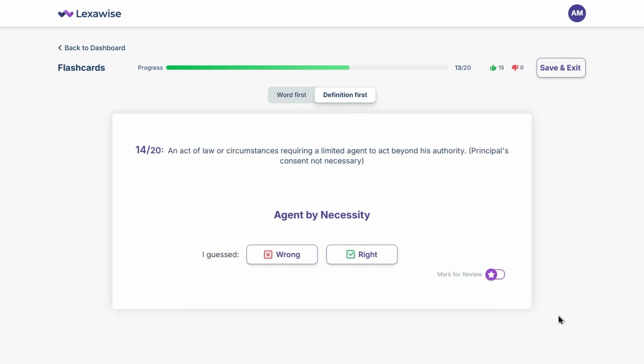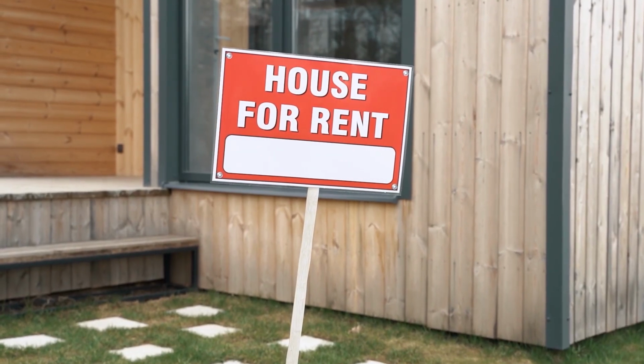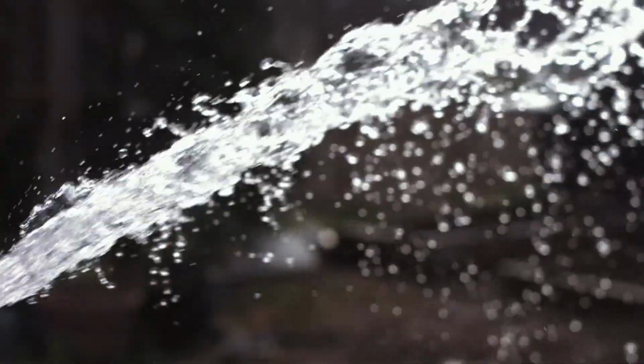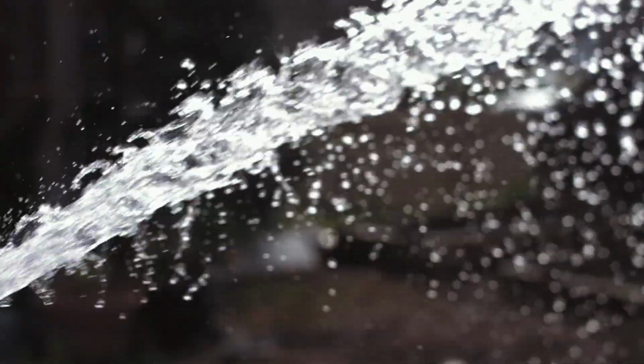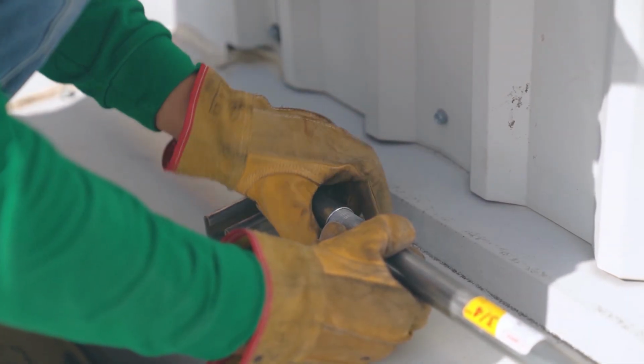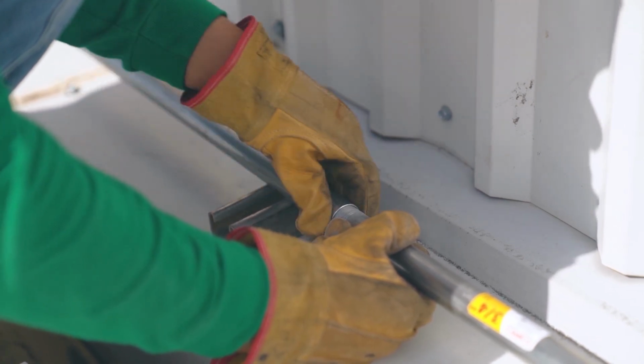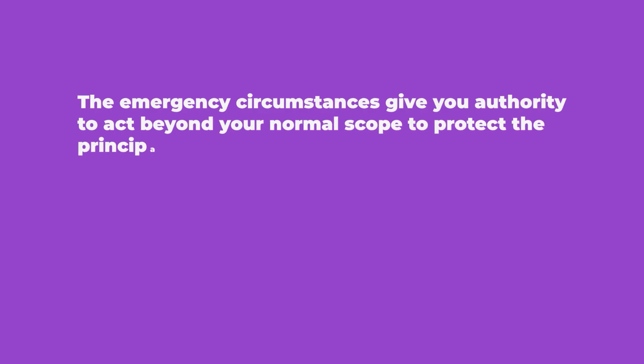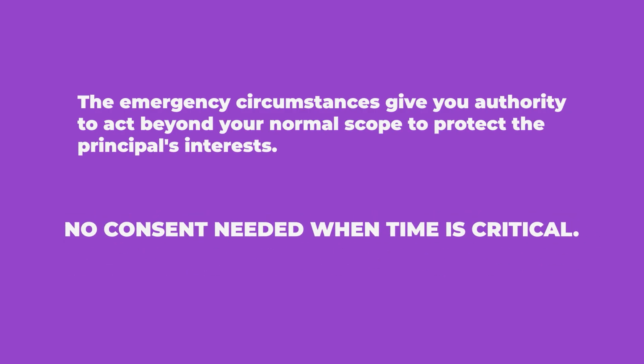And the answer is agent by necessity. Imagine you're managing a rental property. A pipe bursts and floods the building. You can't reach the owner. You call a plumber immediately to stop the damage. That's acting as an agent by necessity. The emergency circumstances give you authority to act beyond your normal scope to protect the principal's interests. No consent needed when time is critical.